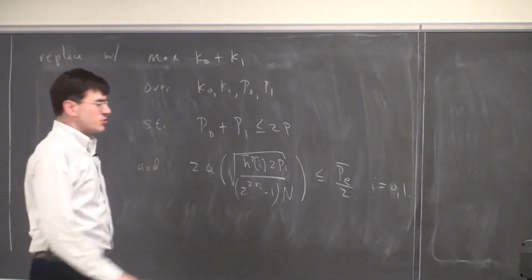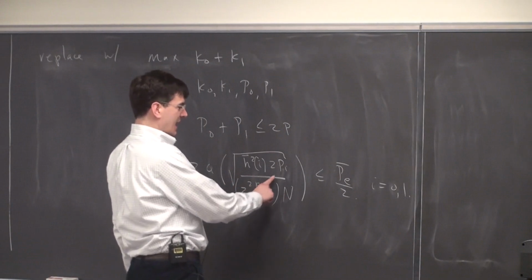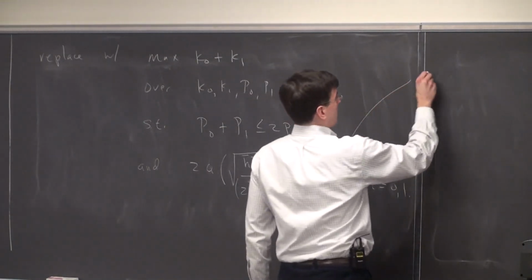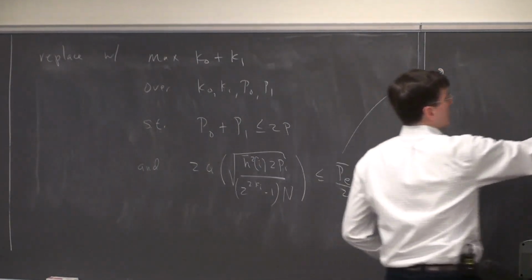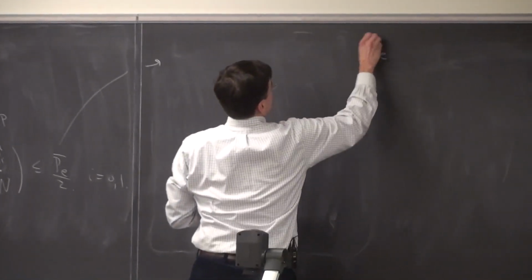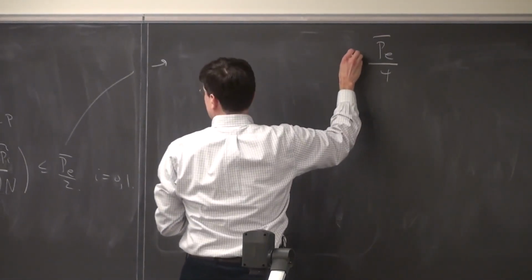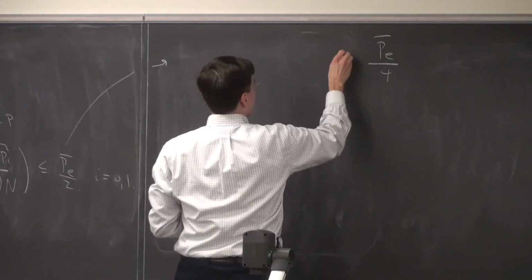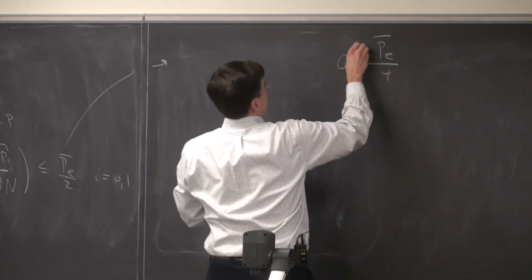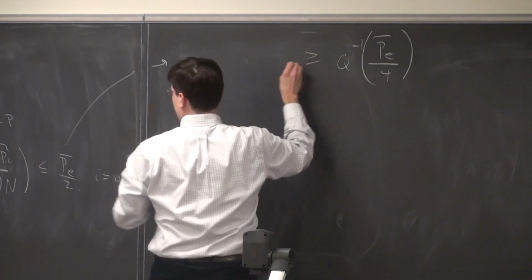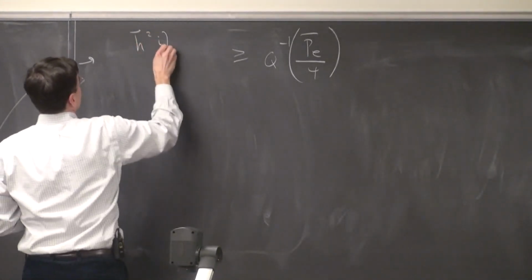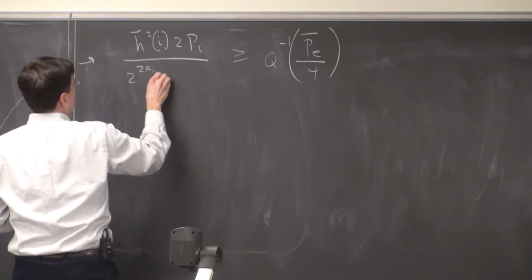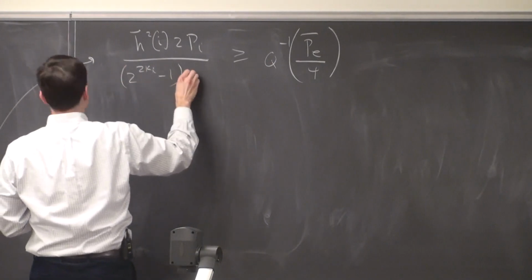The reason for doing this is that now I can solve this for Ki in terms of Pi and reduce the dimensionality of this problem down to just 2 variables instead of 4. So take this equation, divide through by 2, and take Q inverse of both sides. Q is a decreasing function, so when you take Q inverse of both sides, you flip the inequality. So flip the inequality, and we have Hi squared 2Pi over 2 to the 2Ki minus 1 times n.